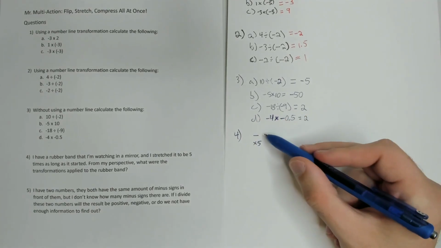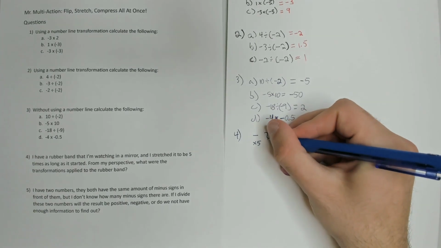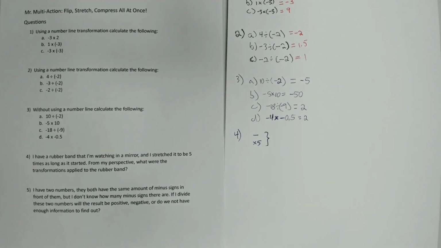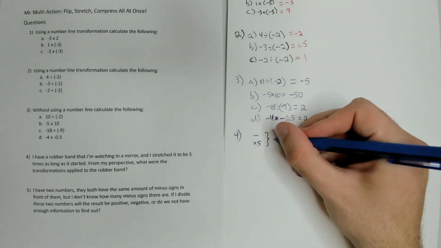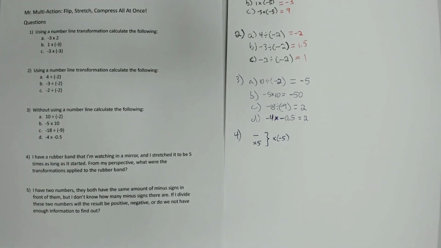So we've applied a negative and we've multiplied the number line that this rubber band supposedly lives on by 5. So a flip and a multiplication by 5. But what transformation do those correspond to? It corresponds to multiplying by negative 5, right? That's the double action of multiplying by a negative.